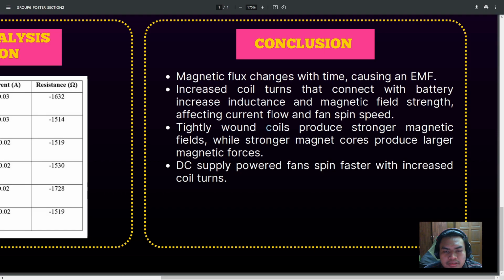The DC power supply that we use to turn the fan will also spin faster with the increase of coil turns. Okay, that's all from our group. Thank you.